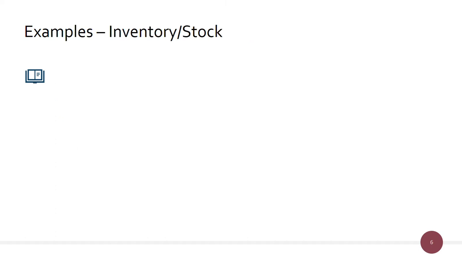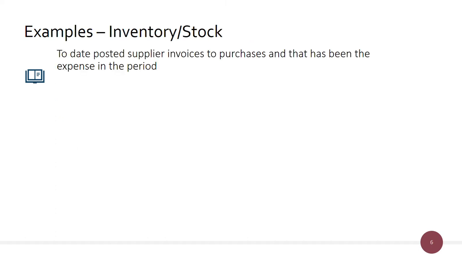Let's now look at something called inventory. So to date, we've received a supplier invoice, a purchase invoice, and we posted it to purchases. So we've had the cost that goes in there, and that's been our expense to the period. In terms of our cash accounting, what we've paid out in there, or what we've changed our creditor, we've got this figure, and that's what's gone into our purchases.